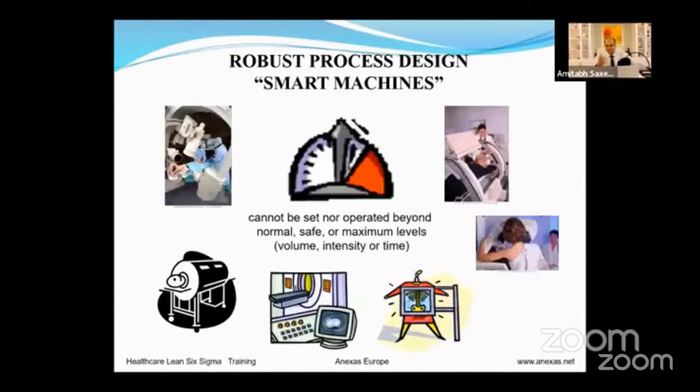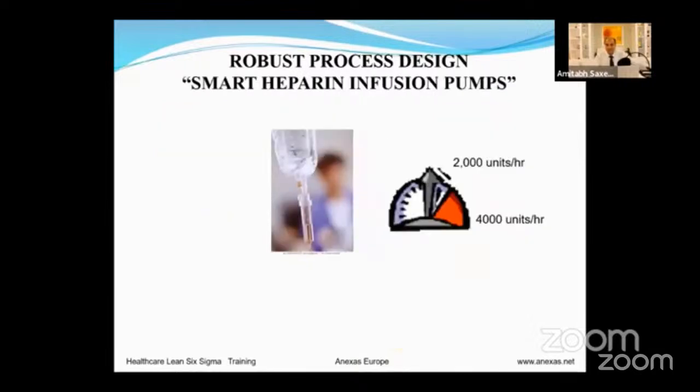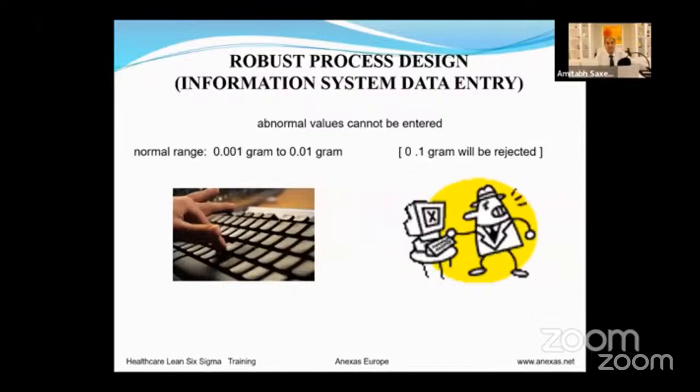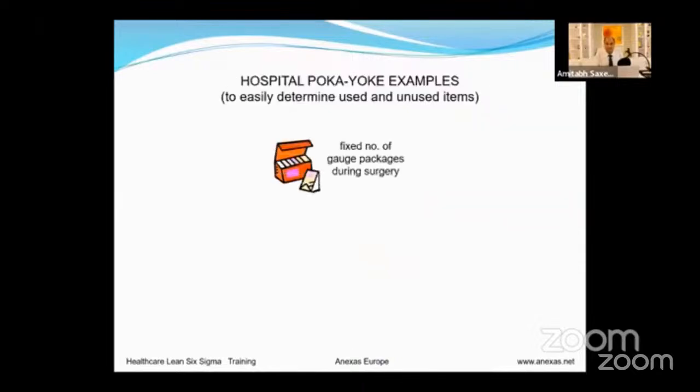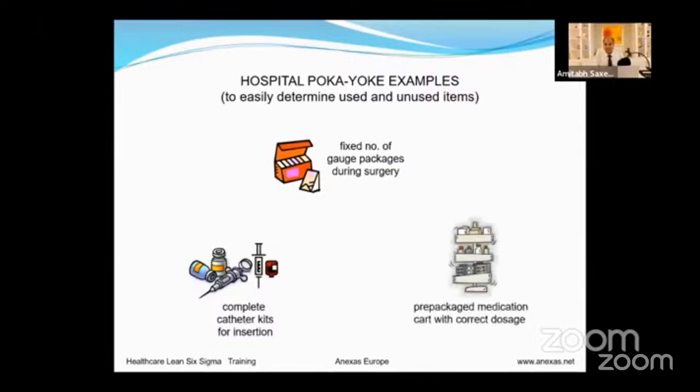Similarly, you can use this in healthcare as well in various places. I'll not go into so many details here, but I will give some examples. For example, abnormal values cannot be entered even if you want to enter them. That is an example of Poka-Yoke. Oxygen cylinders cannot be connected to nitrogen cylinders. That is an example of Poka-Yoke. Even if you want to connect, the connections are such that they can't get connected. So even a foolish person cannot commit a mistake, and that is known as Poka-Yoke. Some more examples: fixed number of packages during surgery, complete catheter kits for insertion, and pre-packaged medication card with correct dosage. These are all examples of Poka-Yoke.